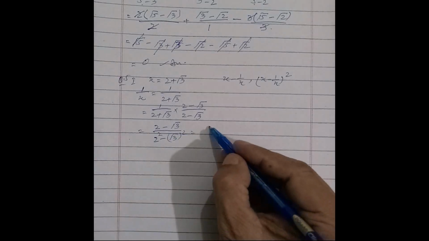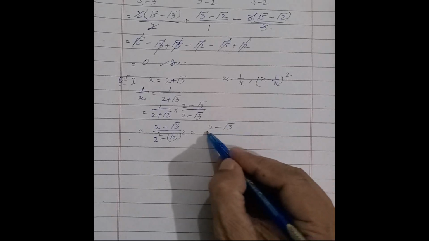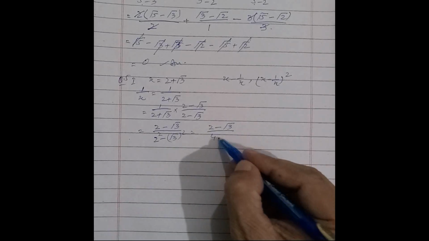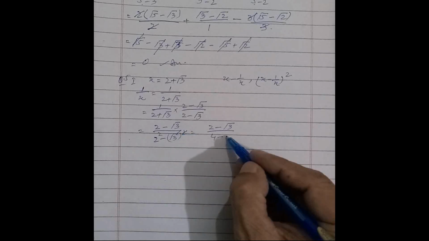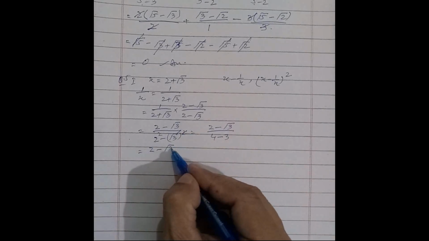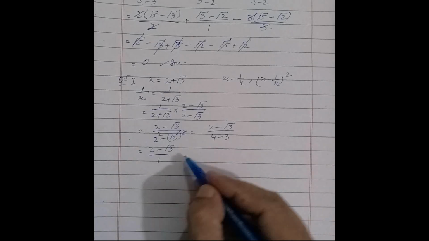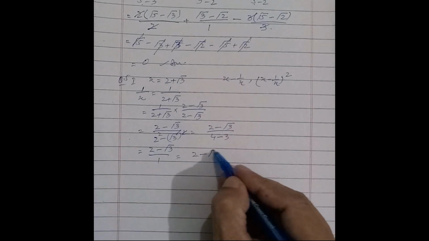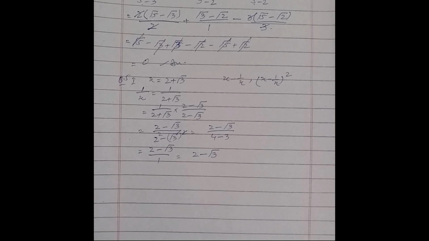2 square minus square root 3 square. Now simplify it. 2 minus square root 3 over 2 square is 4. Square and square root cancel, it is 3. The answer is 2 minus square root 3 over 1, and we write it 2 minus square root 3, and it is the value of 1 over x.